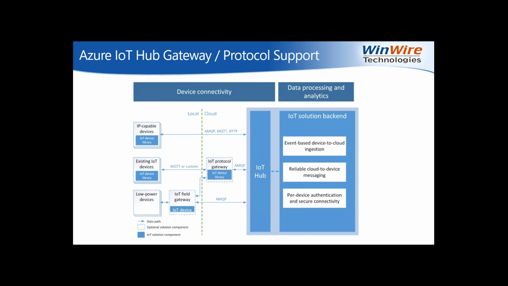Now the MQTT protocol gateway code is available on GitHub, so you can take a look at that and change it based on your needs, or if you want to implement some other protocol, you can use it as a reference. So with this, you can even write custom protocols, where you have default support for AMQP and HTTP, and MQTT code is already available to write an IoT protocol gateway. So that is how you can implement custom protocols and support different protocols using Azure IoT Hub. Either use a protocol gateway or a field gateway, depending on your device limitations.